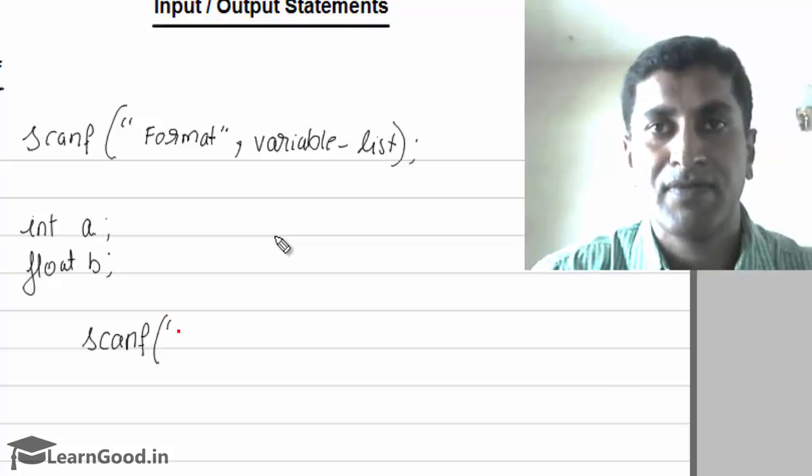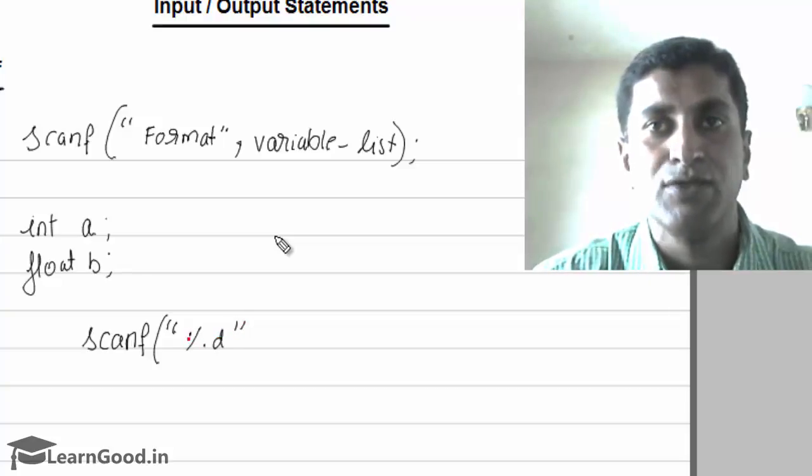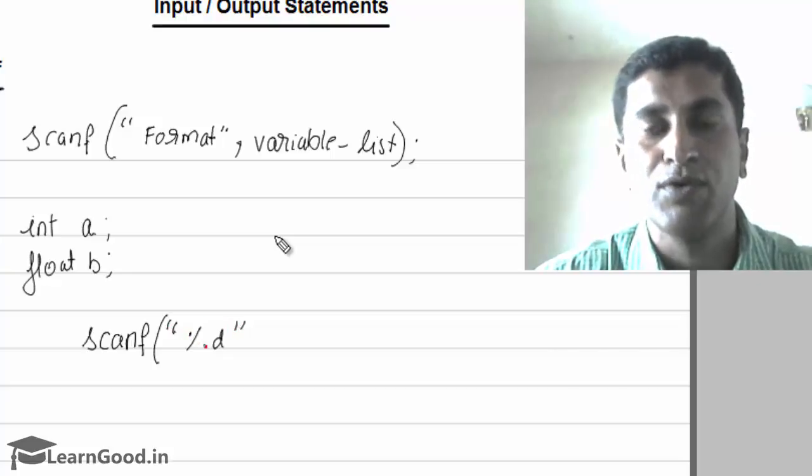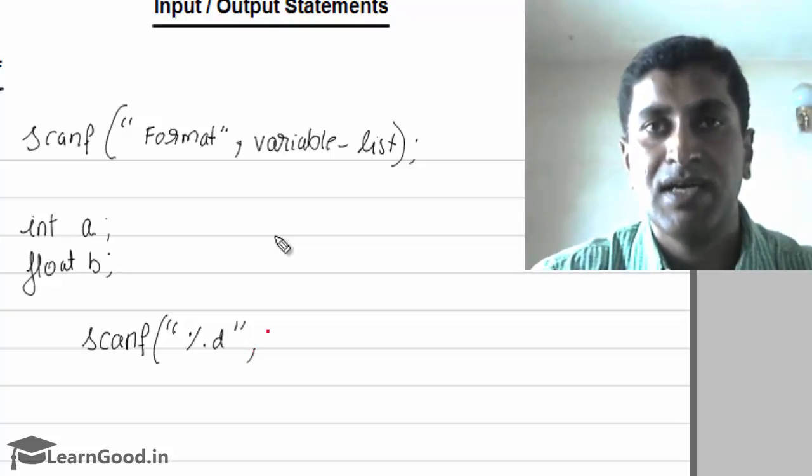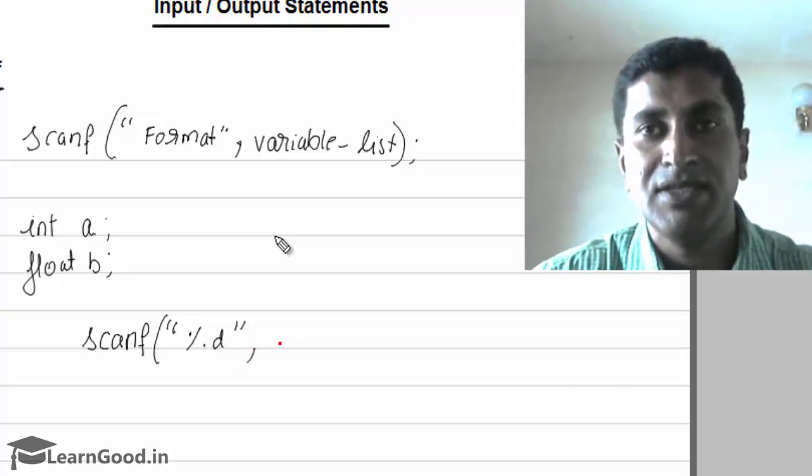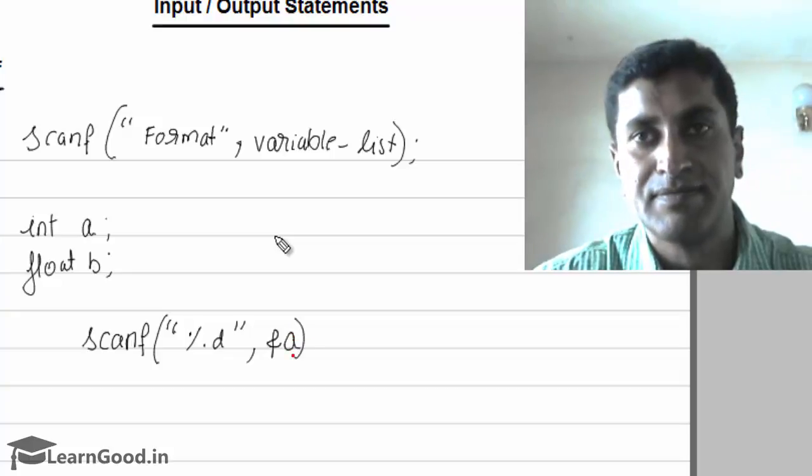Now if you want to read the value of A, then you can give scanf. A is of type integer, so you have to use the format %d. So no blank space, no message, nothing can be given within these double quotes. You can give only the format. Okay, so %d, comma, and here while giving a variable, you have to use an ampersand of A.